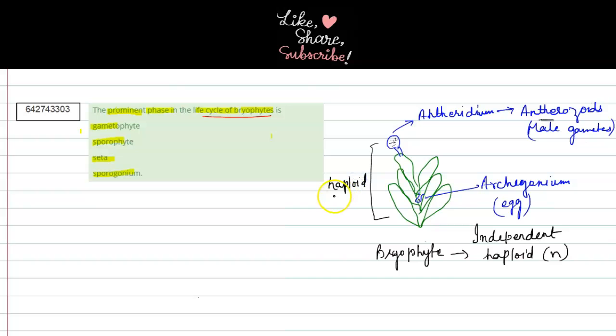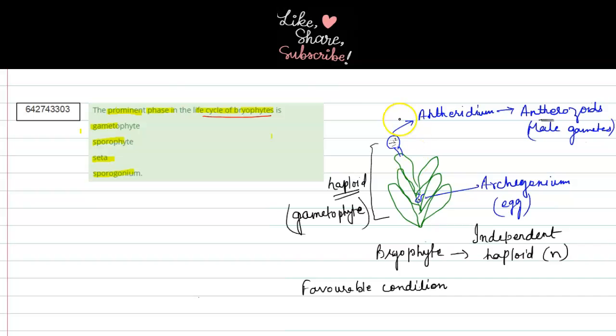Now this haploid structure, which remains there for a long time while the gametes keep being produced inside, is known as the gametophyte. This entire structure is the gametophyte, which remains for a long time. Now let's say a favorable condition has come. Favorable for what? The favorable condition for the fusion of gametes. One of the favorable conditions would be the rain.